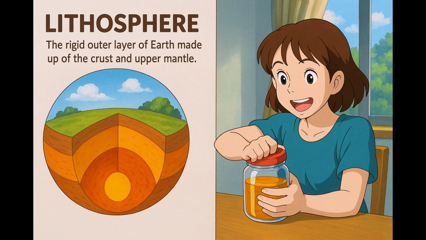resisting change and movement. Just as the jar lid forms a protective barrier for the contents inside, the lithosphere acts as a protective shell for the molten layers beneath, with the crust being the lid's top surface, and the upper mantle acting as the twisting threads that hold everything firmly in place.